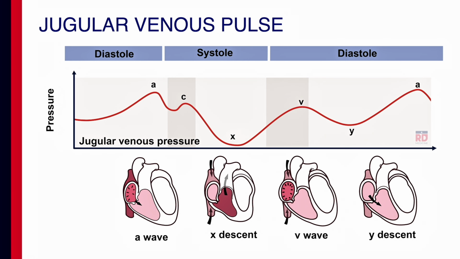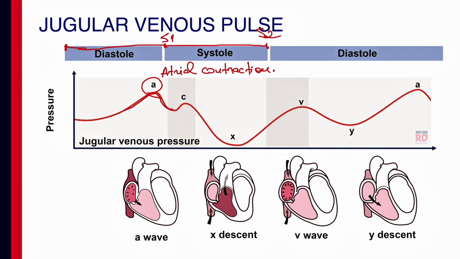A wave, A for atrial, okay? This represents right atrial contraction. Easy peasy, right? And it happens right before systole, right before S1. So if this is systole, here's S1, here's S2, right before S1, at the very end of diastole, the atrium contracts, pushing blood into the ventricle. That creates this A wave in the jugular pulse.